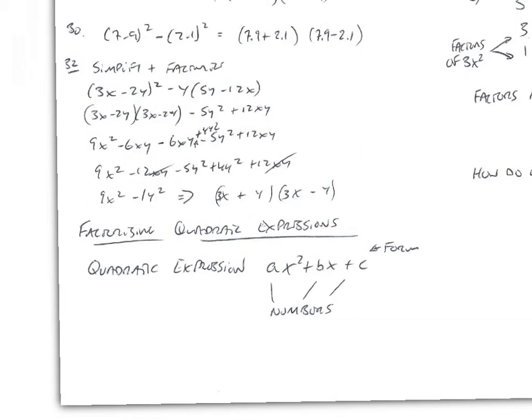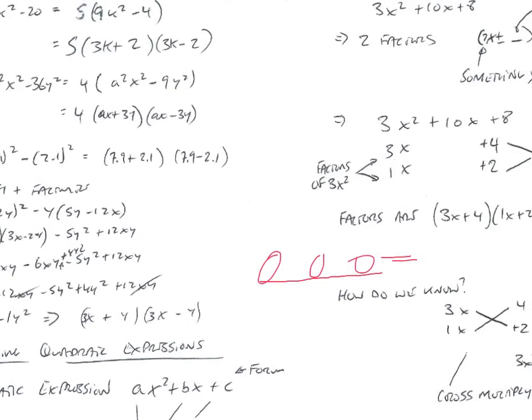Now let's move on to factorizing quadratic expressions. So a quadratic expression takes the form ax squared plus bx plus c. These are numbers. We're looking to find the factors of quadratic expressions.